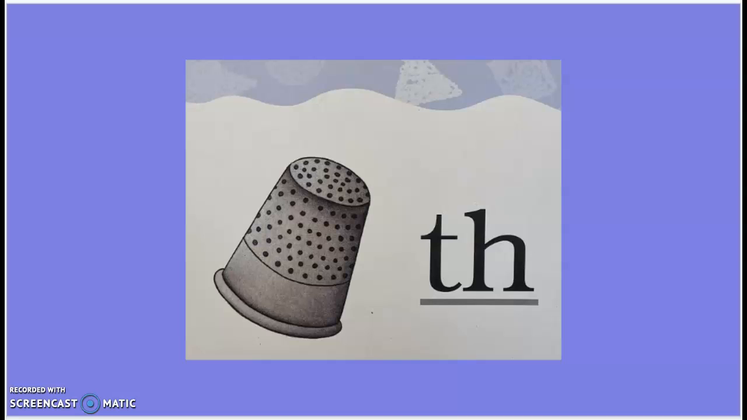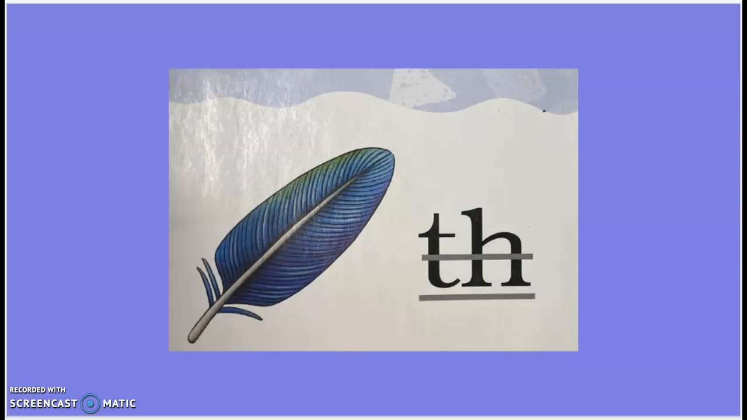Now put your fingers back on your vocal cords and say feather, there. Do you feel a vibration? Yes, that is called a voiced sound. When you feel that vibration, it's a voiced sound, and you're going to put a line through the middle of the T and H. You will hear the voiced sound more often than the unvoiced sound. You will usually hear the voiced sound.